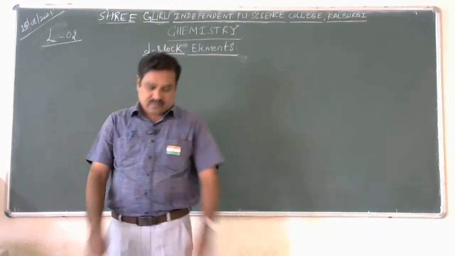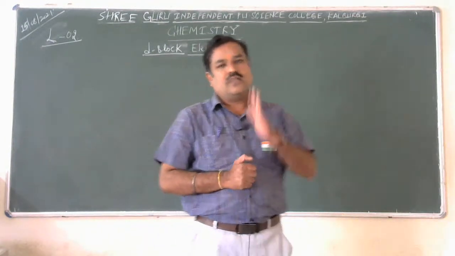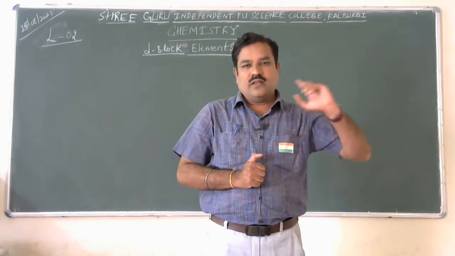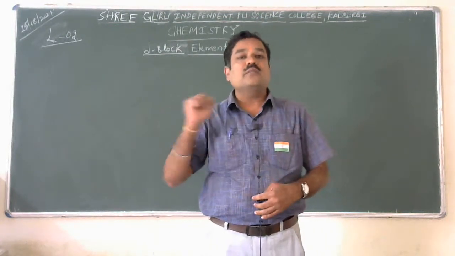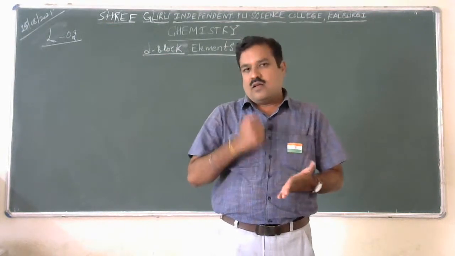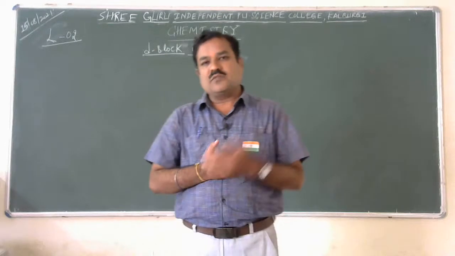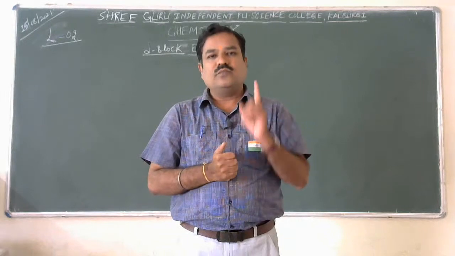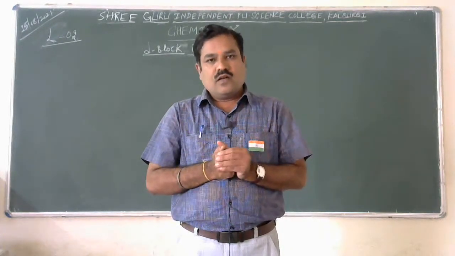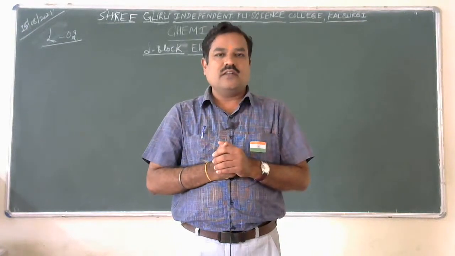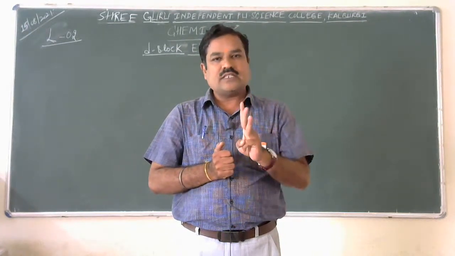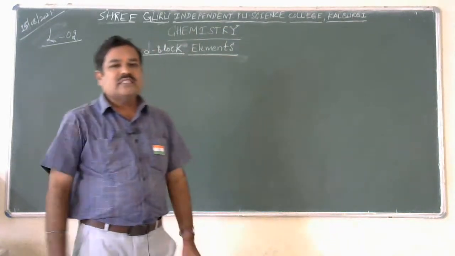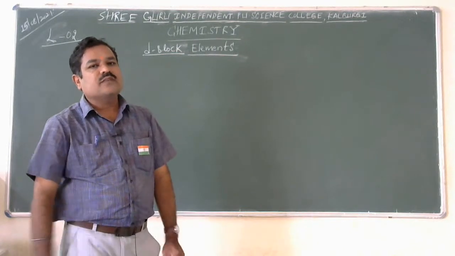In the periodic table, these d block elements are placed exactly in between the s block elements and p block elements. That means group 1 to group 2 comes under s block, group 13 to 18 comes under p block, and group 3 to 12 comes under d block. Each of these d block elements contains 3 complete series: 3d series, 4d series, and 5d series.